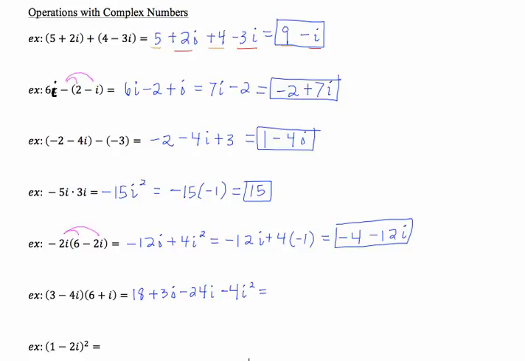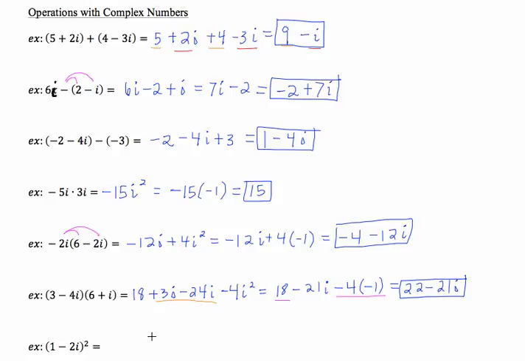Let's see, we have two like terms here that we can combine. 3i minus 24i, 3 minus 24 is negative 21i. Then we have minus 4i squared. I'm going to change that i squared to negative 1. So now we have another two like terms. 18, and this will combine to be positive 4. So 18 plus 4 is 22. So we end up with 22 minus 21i in this example.